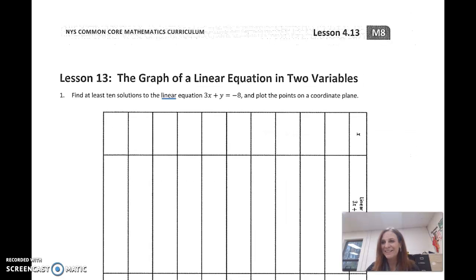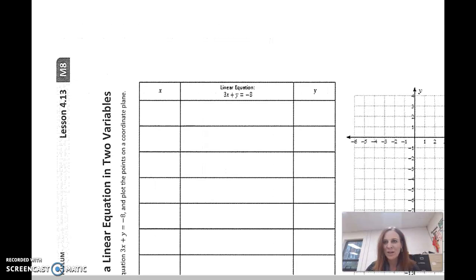To make things fit, we're going to turn the page here. So go ahead and rotate your page.